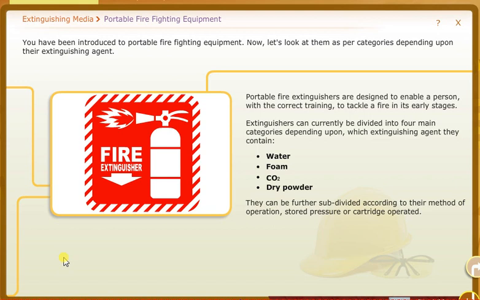Portable fire extinguishers are designed to enable a person with the correct training to tackle a fire in its early stages. Extinguishers can currently be divided into four main categories depending upon which extinguishing agent they contain: water, foam, CO2, dry powder. They can be further subdivided according to their method of operation, stored pressure or cartridge operated.